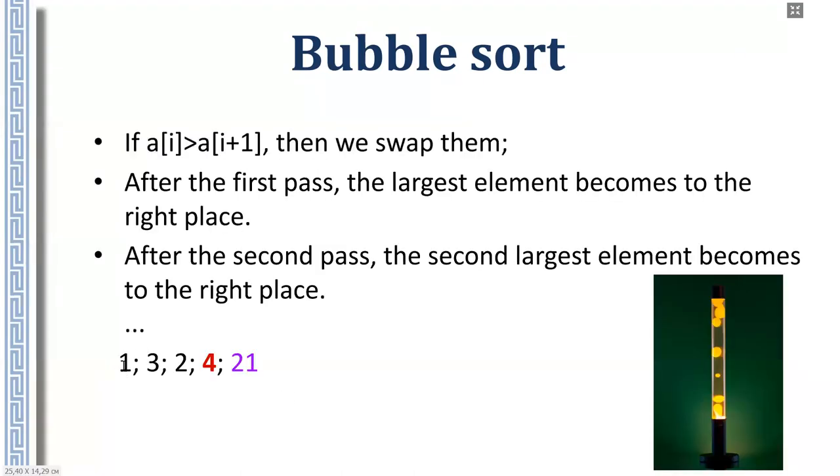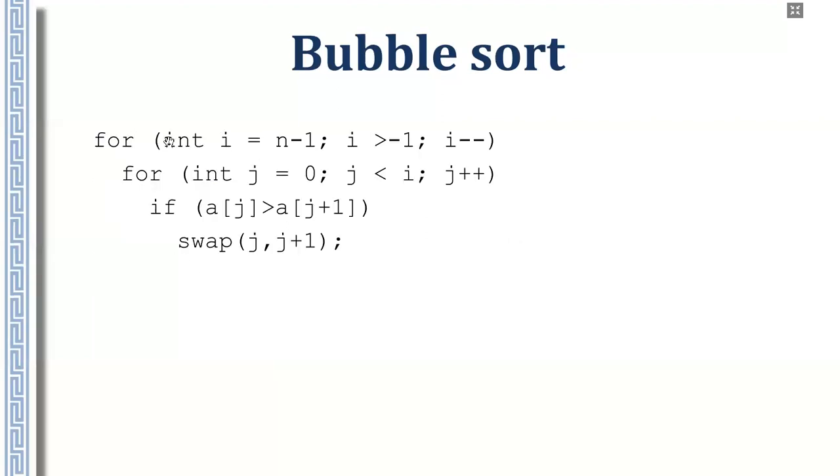That's why on the second pass we can consider only the part of the array that is smaller by one, with n minus one elements. Then after the next step only n minus two elements, and so on. So we can decrease the size of the sorting part. Here i is the size of the sorting part. It is the right border for our sorting part.